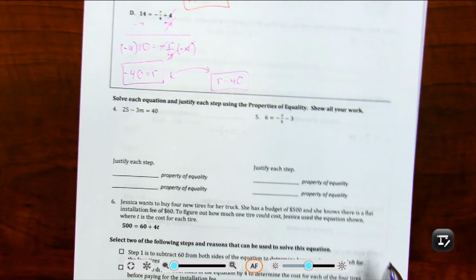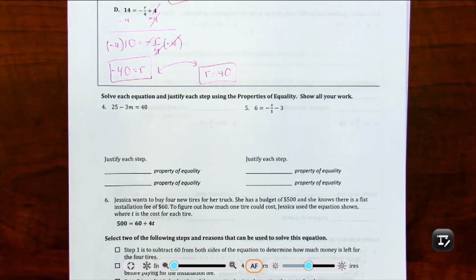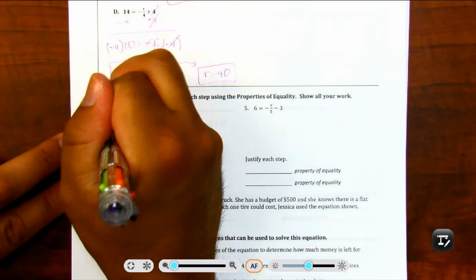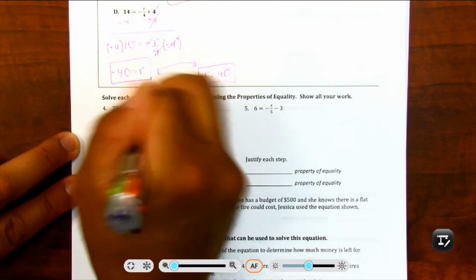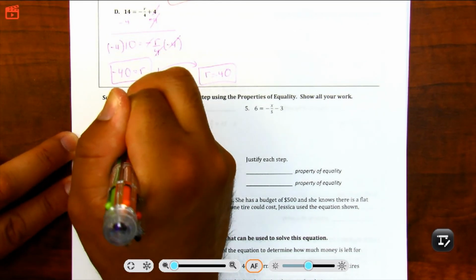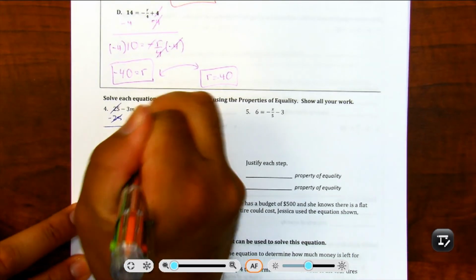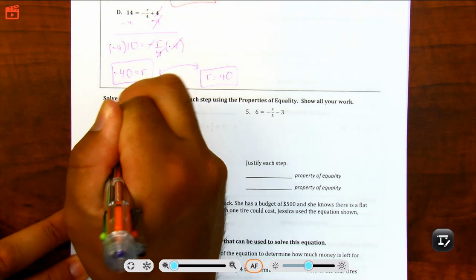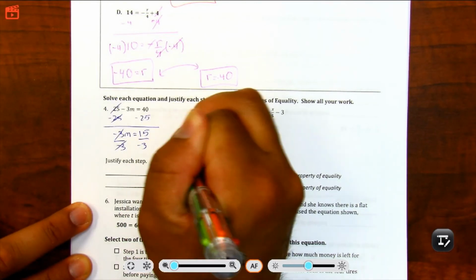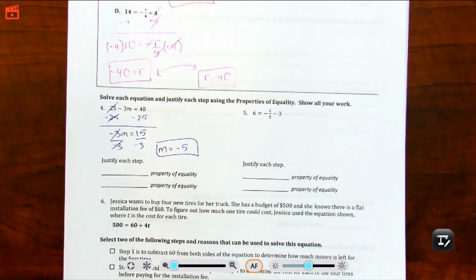So for number 4, we have 25 minus 3m equals 40. You're going to subtract 25 from both sides, and you have negative 3m is equal to 15. And then you want to divide both sides by negative 3. And then you have m is equal to negative 5. So what properties did we use for problem number 4? We use subtraction and we use division.